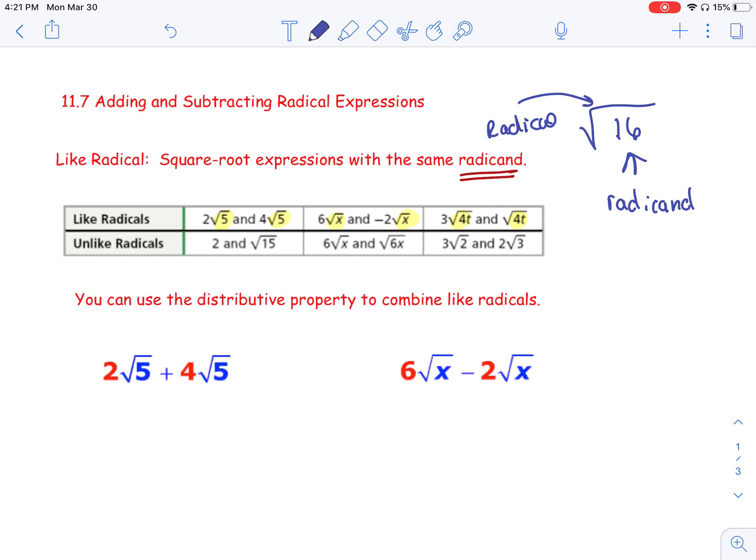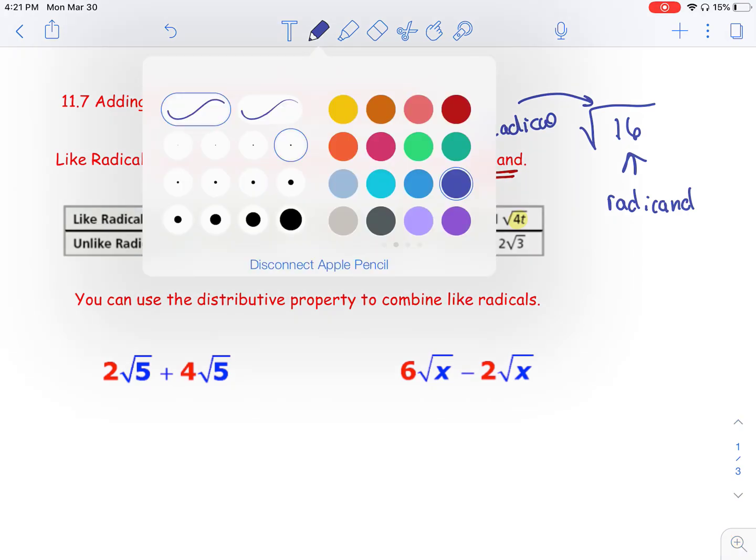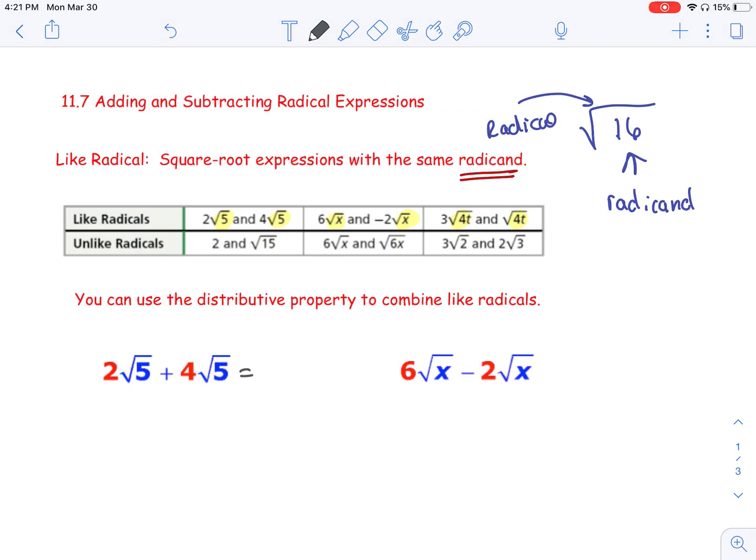So for an example, really all you're using is the distributive property to add like radicals. When you see something like this, since what's under the radical is the same, you just go ahead and add the 4 and the 2, and you get 6 radical 5. Really what you're doing is factoring out that radical 5, and then you're left with 2 plus 4, which gives me 6 radical 5. So it's the same thing.